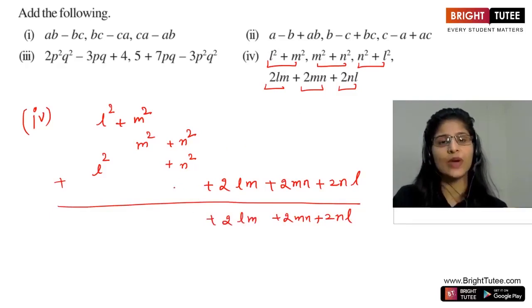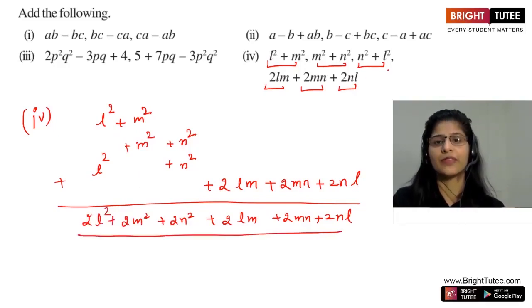This will be written n square plus n square is 2n square. M square plus m square is 2m square. And l square plus l square is 2l square. So this will be your answer after adding these four polynomials given to us. Right, so addition of polynomials is clear. Just see, the like terms should be written below one another.